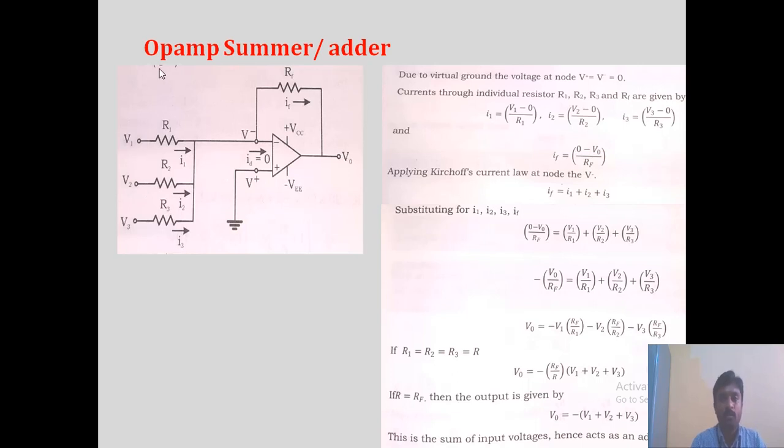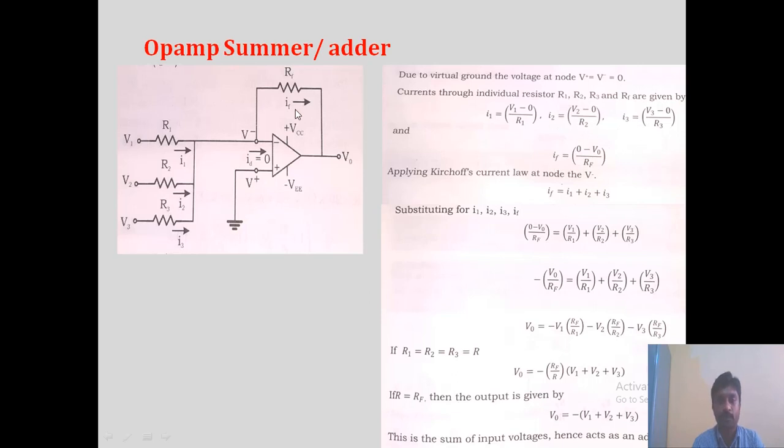And now let us derive the expression for V0, how actually it will work as a summer. What is the expression for current I1? Current I1 through R1 can be written as V1 minus V divided by R1. But what is V here? The non-inverting terminal is grounded. Because of virtual ground, this terminal voltage is 0. Current I1 is V1 by R1, current I2 is V2 by R2, current I3 is V3 by R3. That is what is written over here, the three currents.